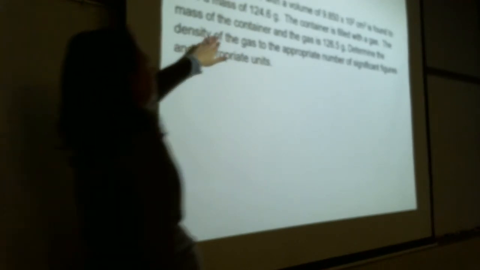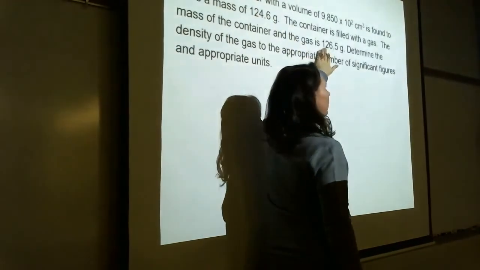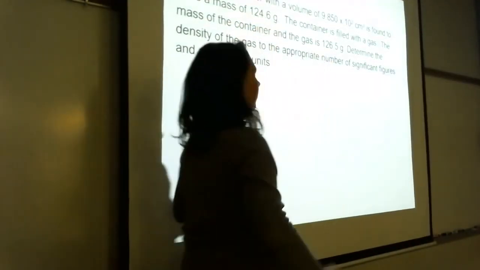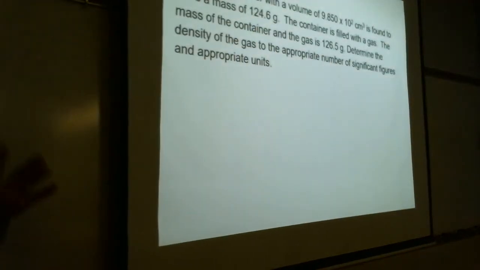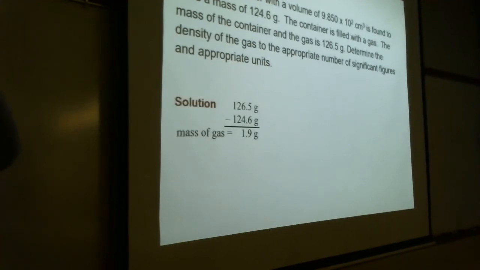We know how much the container had a mass of by itself. Then we filled it with the gas. We knew it was total. So to get the mass of the gas, I need to subtract, right? Because if I use 126.5 grams as my mass, well, then I've got the density of them together, which I don't want. I just want the density of the gas. So I get the mass of the gas. Do I need to do anything to get volume? Nope, that was given to me.